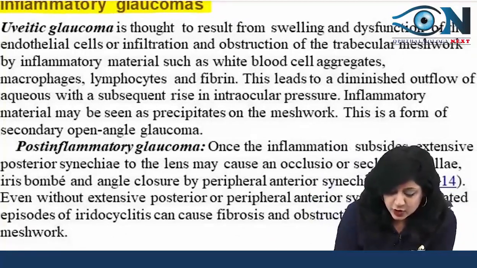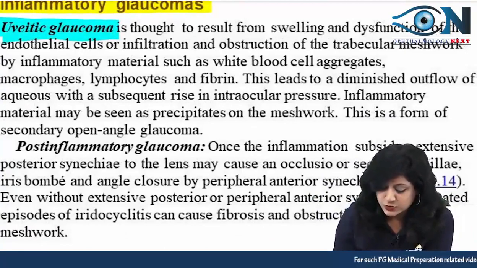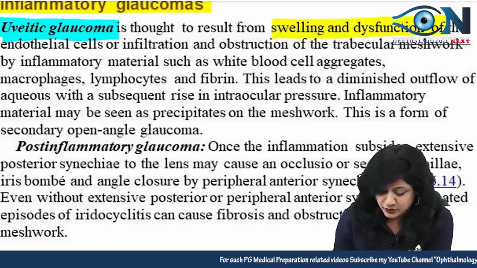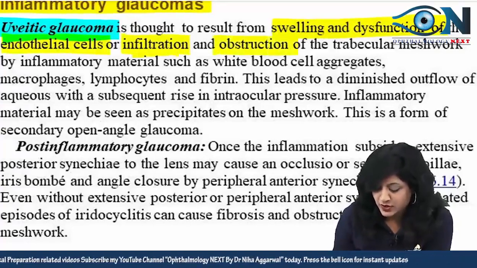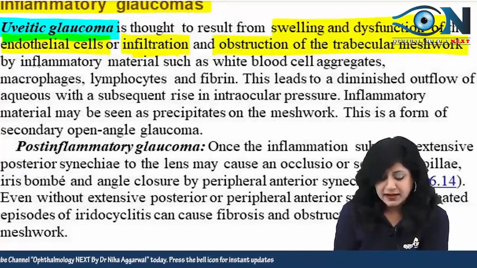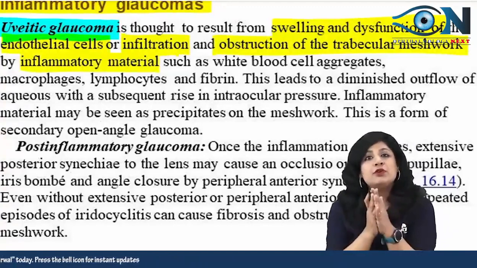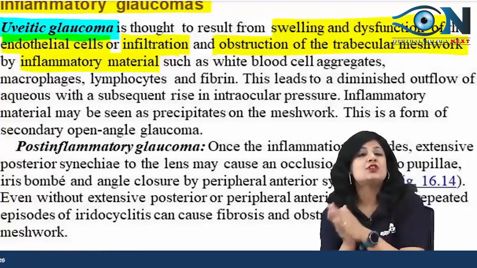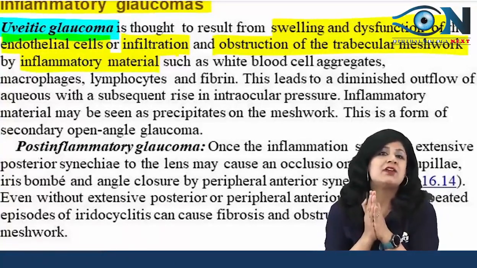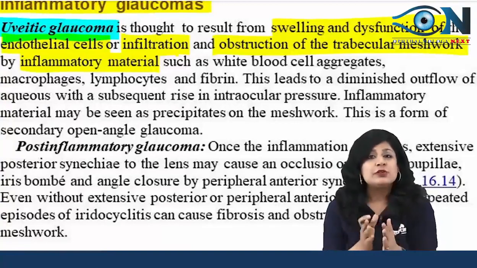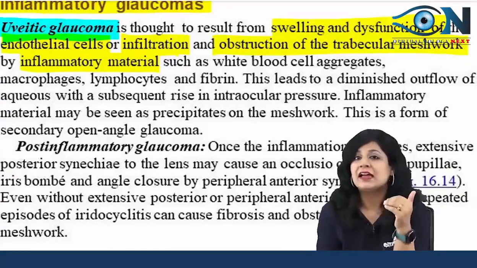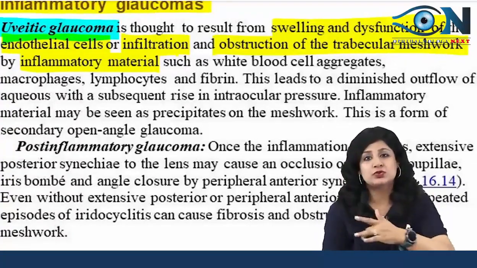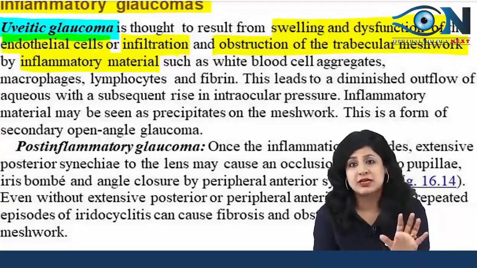So the first is your uveitic glaucoma, right? Uveitic glaucoma is occurring due to the swelling and dysfunction of the endothelial cells, or we can have infiltration or obstruction of the trabecular meshwork by the inflammatory cells. Now, if you remember the basic definition of open angle glaucoma, it is the trabecular blockade. And I told you the word trabecular blockade itself says that the angle is open, because if the angle is closed, trabecular meshwork blockade could not take place.